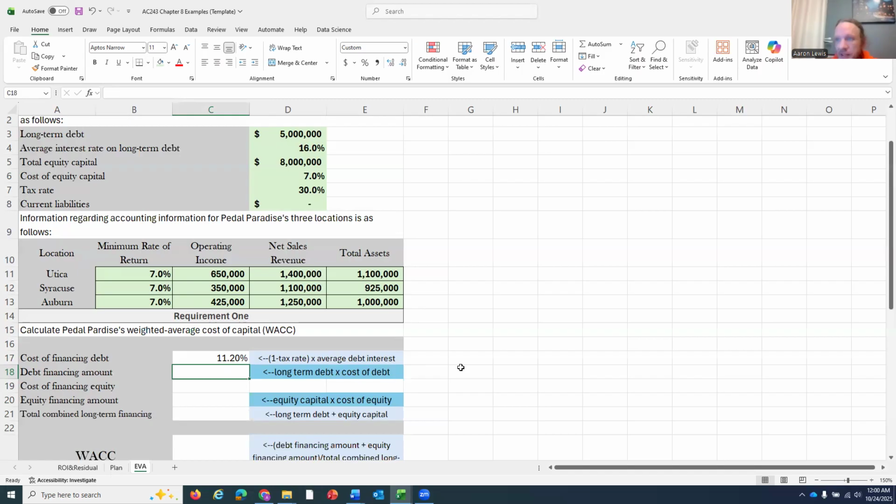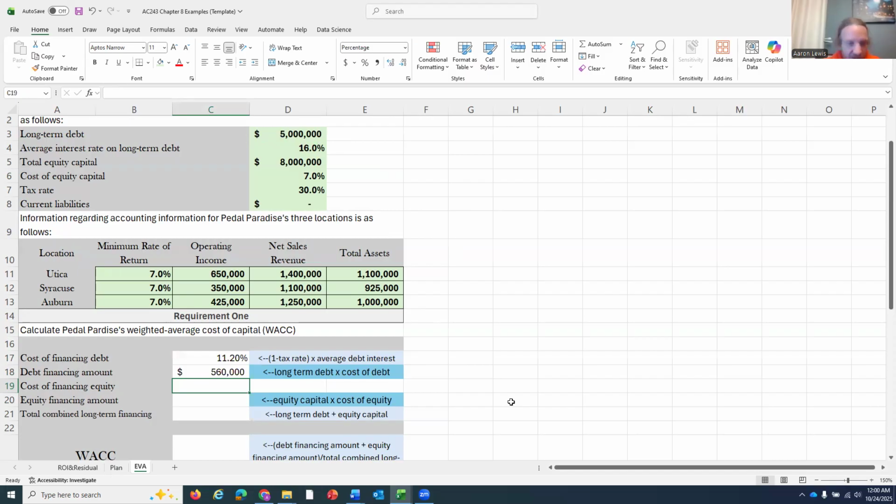Well, therefore, what is the total amount that we're paying, net of those tax savings, to finance our debt? We'll just take our total long-term debt on our books of 5 million and multiply it by that cost of debt financing. And it comes out to $560,000. So after we account for the tax savings that we get with this interest, we're paying $560,000, it must be annually, to service our debt right now.